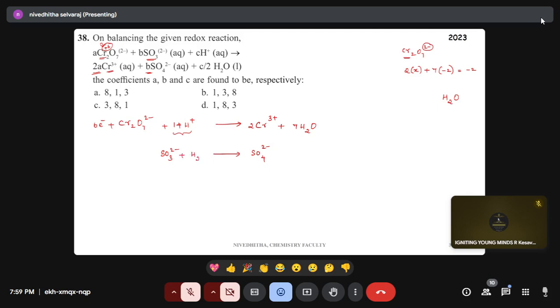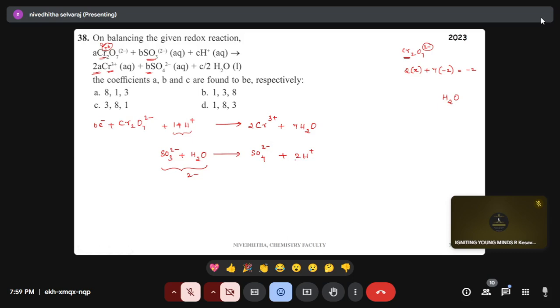So now I have added extra 2 hydrogens to the left side. So I have to add 2 more hydrogens to the right side also. Hydrogens are added through H plus ions. So two H plus ions on the right side. So I have balanced the main atom, I have balanced oxygen, and now hydrogen is also balanced. Finally, we have to balance the charge. On the left side we have totally 2 negative charges, and on the right side we have 2 negative charges and 2 positive charges. So basically we have 0 charge on the product side.